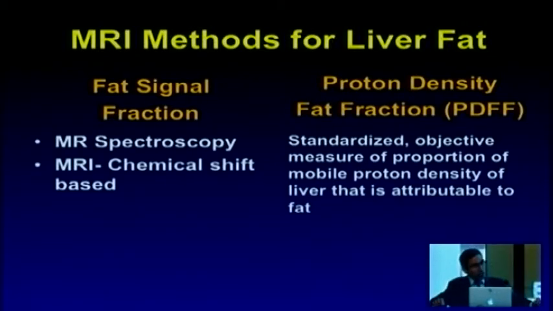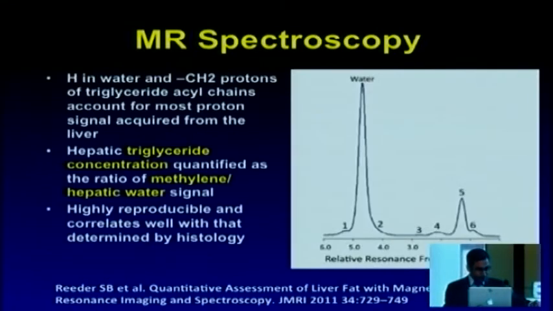And there's another technique called proton density fat fraction. Again, it's a fat fraction. It is not an exact quantifiable number. It's a standardized objective measure for the proportion of mobile proton density to that of the liver. In all these conditions, or in all these methods, we assume that all the signal we are getting from the liver is from water and fat only.